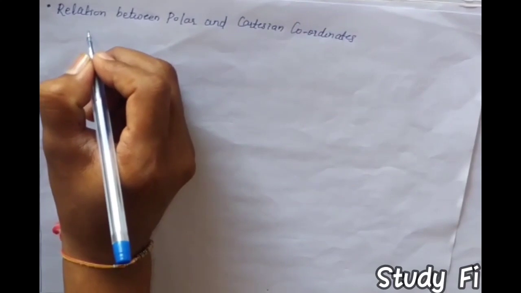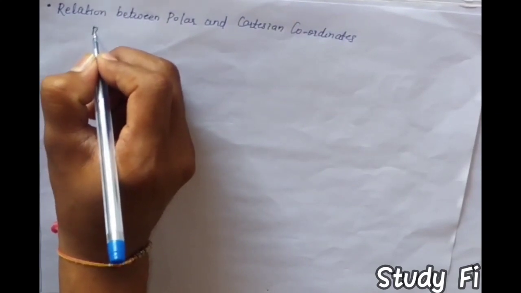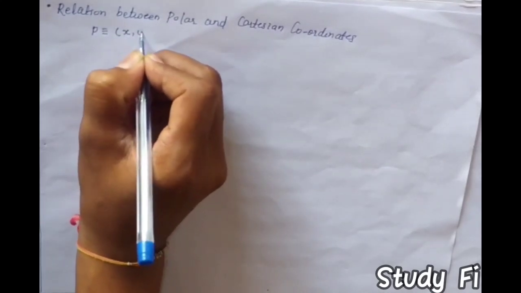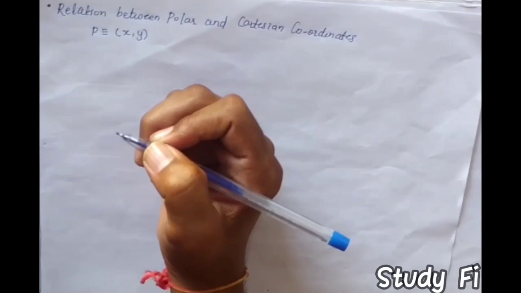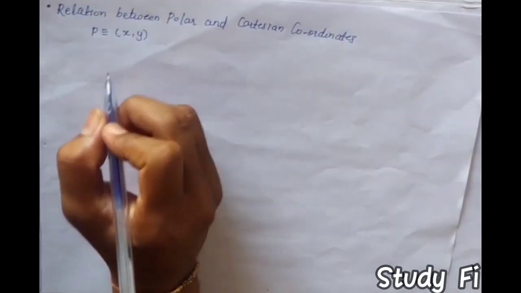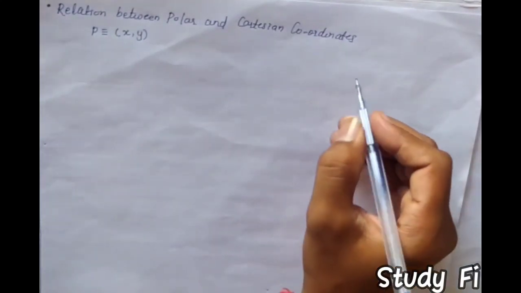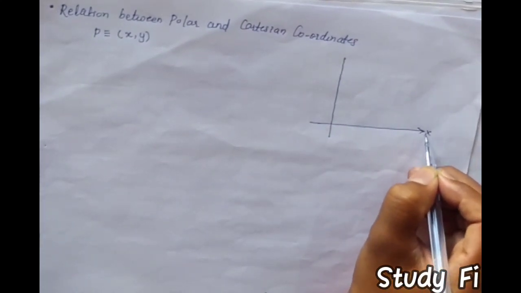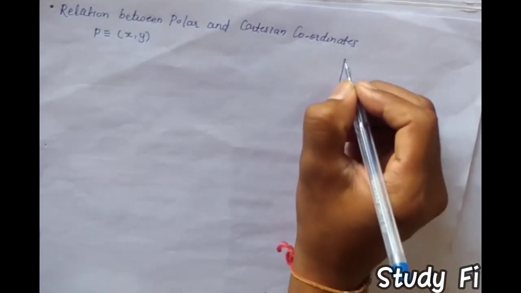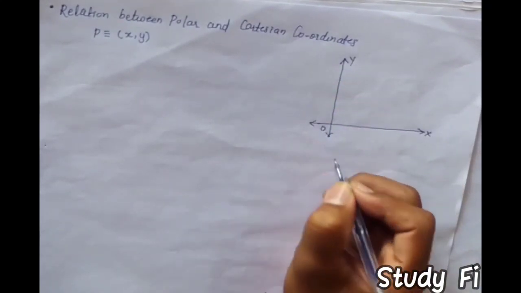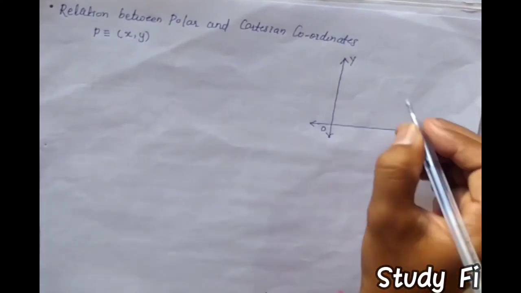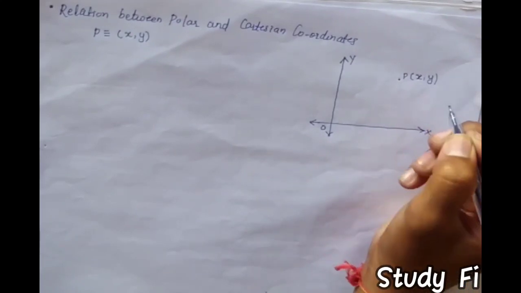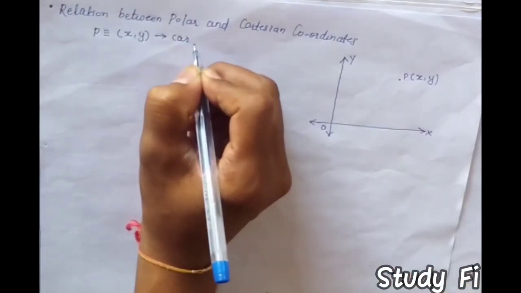So, let us consider a point P having Cartesian coordinates x and y. If we want to represent this point P on the x and y axes, we can represent it like this. It is the x axis, this is the y axis, and this is the origin. So we are considering this point P whose coordinates are x and y. These are the Cartesian coordinates.